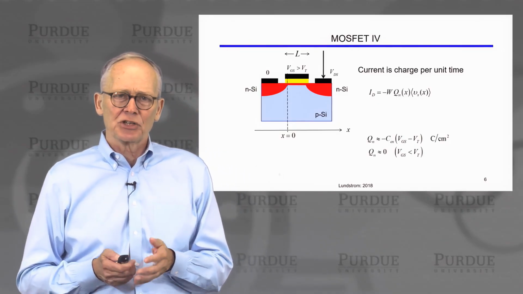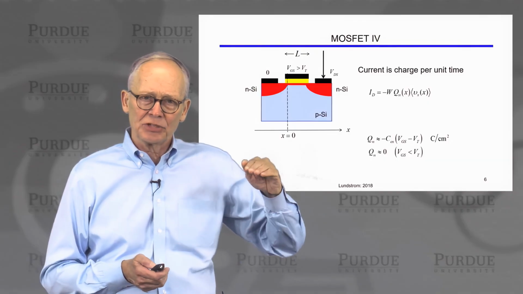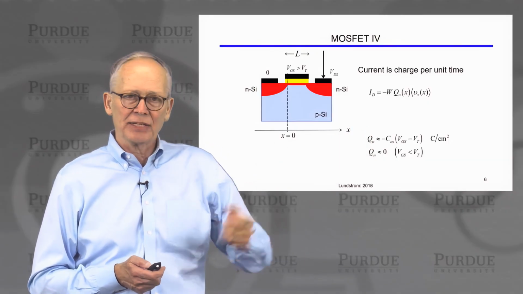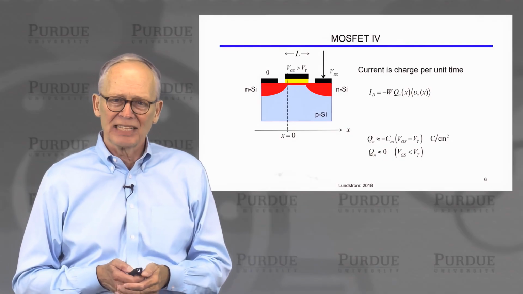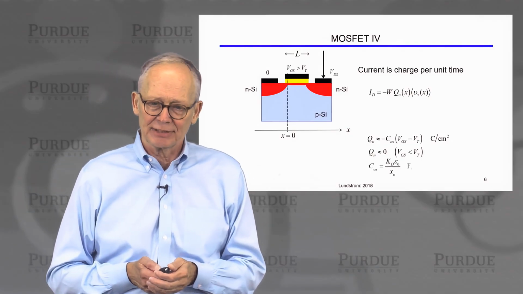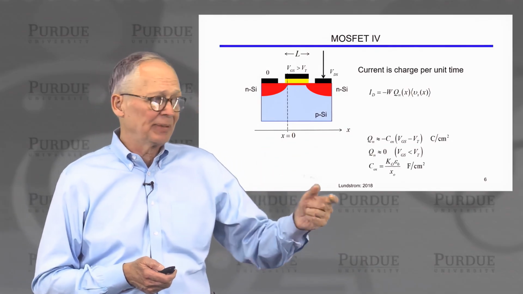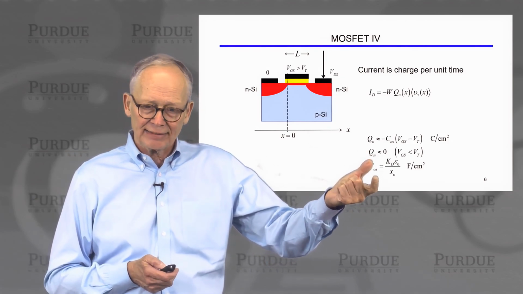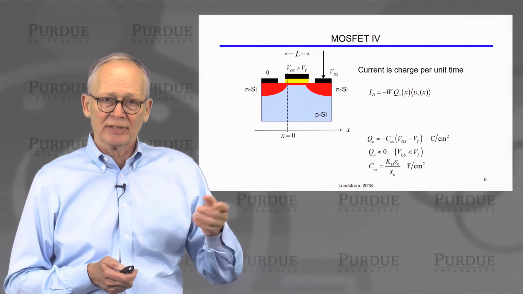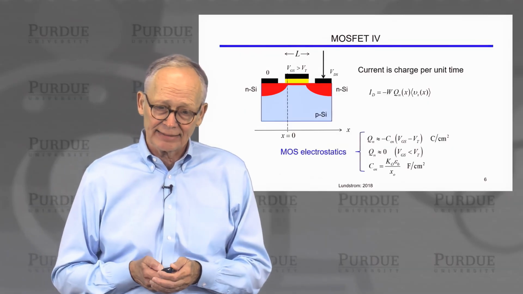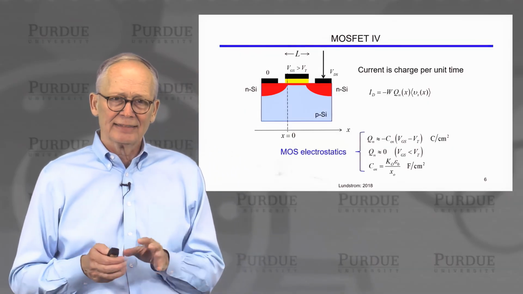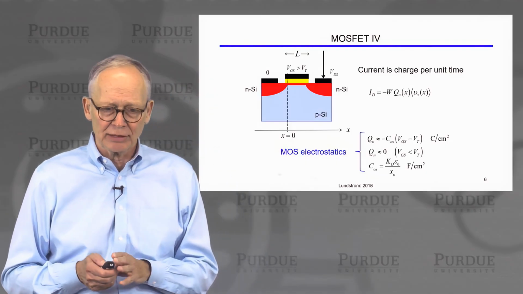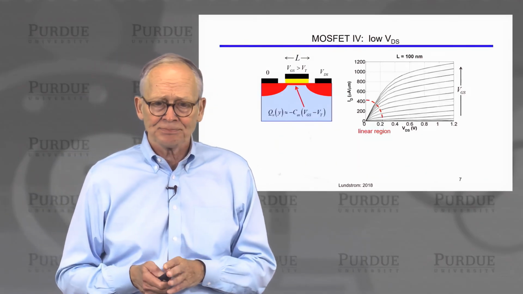We're going to assume that the charge is 0 if the gate voltage is below threshold. The charge is Cox times (Vg minus Vt) above threshold, and it's got a negative sign because it's electrons. And this oxide capacitance is just the relative dielectric constant of the oxide times epsilon naught divided by the thickness of the oxide. So this is some MOS electrostatics that we will talk about in much more detail in the next unit.